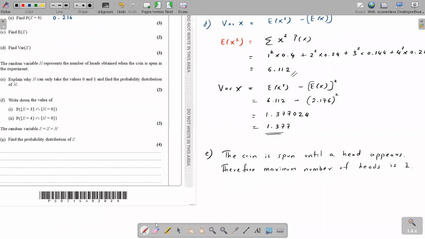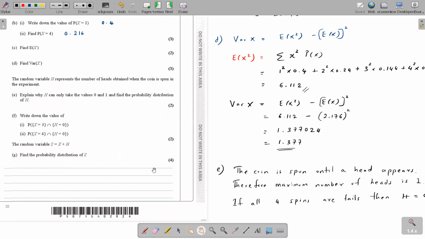And then how do you get h equals 0? If you get no heads in all the 4 spins. If all 4 spins are tails, then h is equal to 0. Number of heads is 0. So that is the explanation. That's all. Something simple, writing simple words.